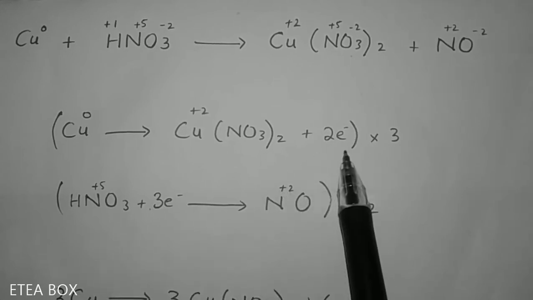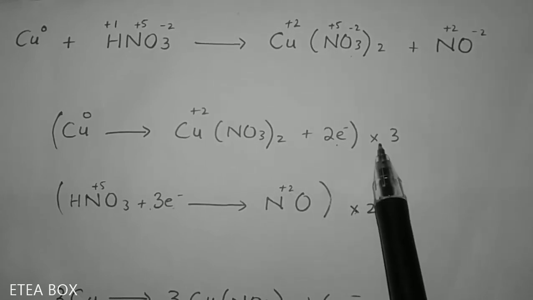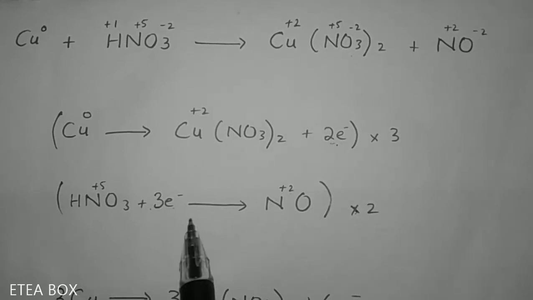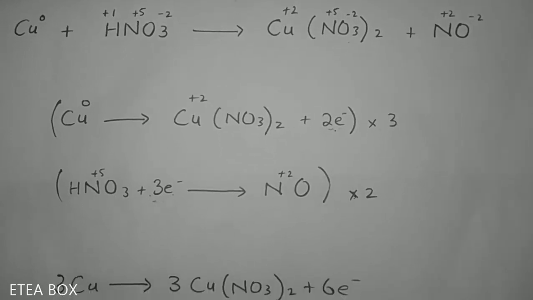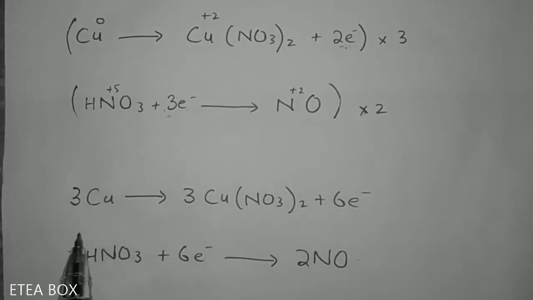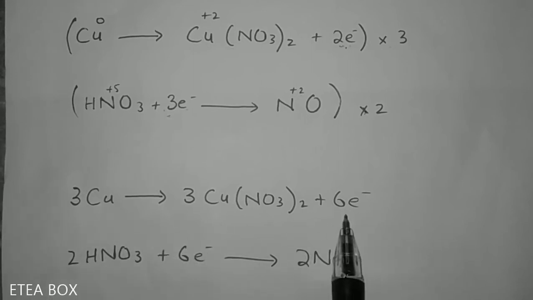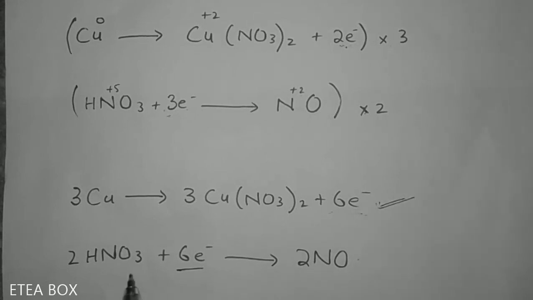Now look, in order to make these electrons equal, multiply this one with 2 and this one with 3. Here 2 electrons, so we multiply this one with 2, and here 3 electrons, so multiply this one with 3. So you will get an equation like this: 3Cu plus 6 electrons. Here the electrons become 6 and here the gain of electrons is also 6. So copper loses 6 electrons and nitrogen gained 6 electrons.